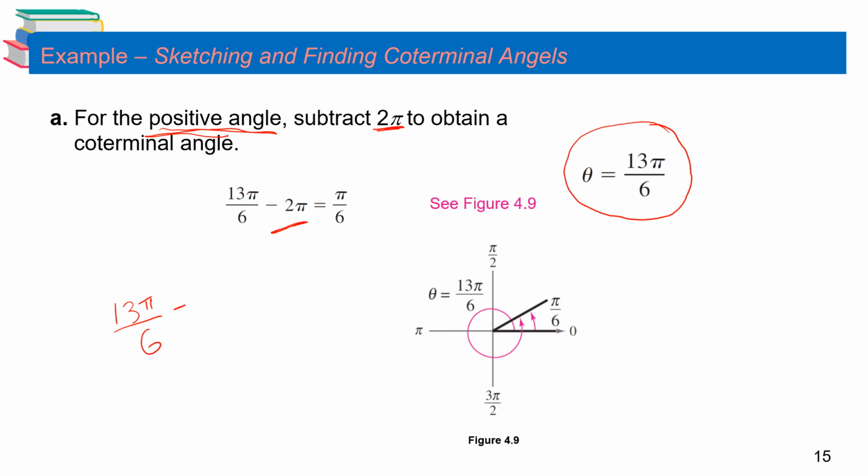2 pi is the same as, if I want to have the denominator as 6, then you multiply 2 pi by 6, so that will be 12 pi by 6. 12 pi by 6 is nothing but 2 pi. And when you subtract this, isn't it pi by 6? So 13 pi by 6 and pi by 6 are coterminals, and that's what is shown in this figure. See, pi by 6 and 13 pi by 6 are coterminal angles.